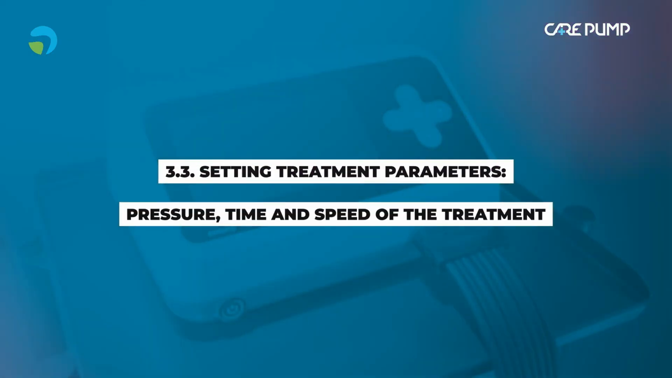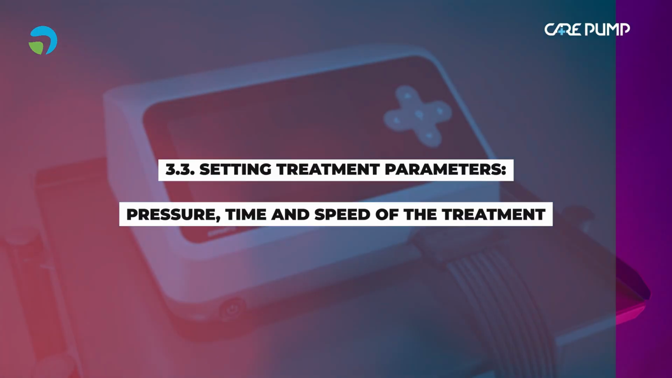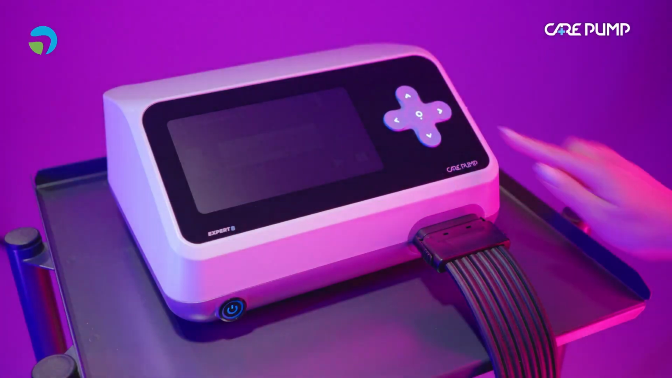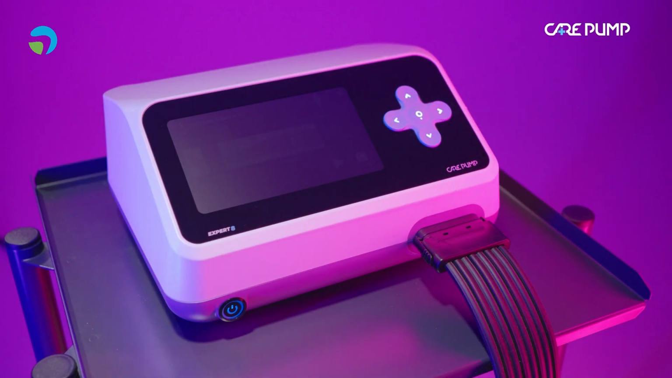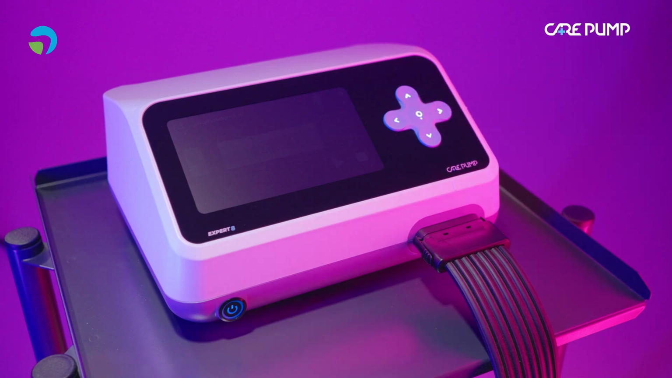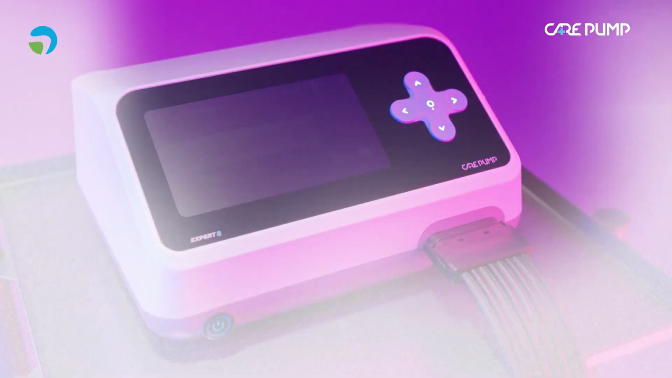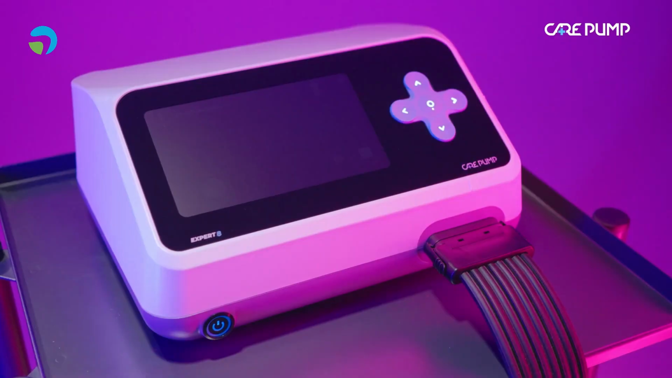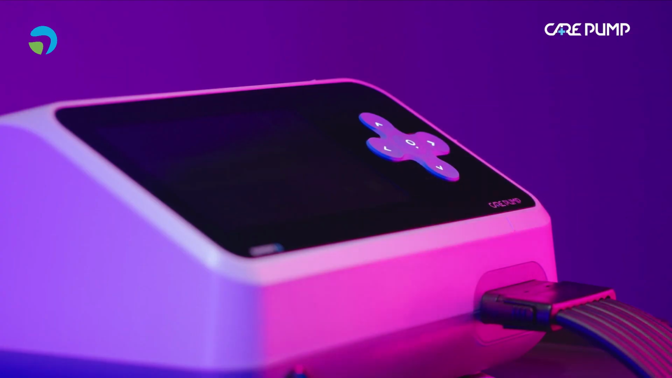Setting treatment parameters, pressure, time, and speed of the treatment. Use the right and left arrows to switch between the settings of other parameters: initial pressure, time, speed of pumping the chambers, and individual pressure for each chamber. Set the values for each parameter using the up and down arrows. Global pressure 0 millimeters of mercury. 220 millimeters of mercury. To go to the setting of the next parameter, press the right arrow.